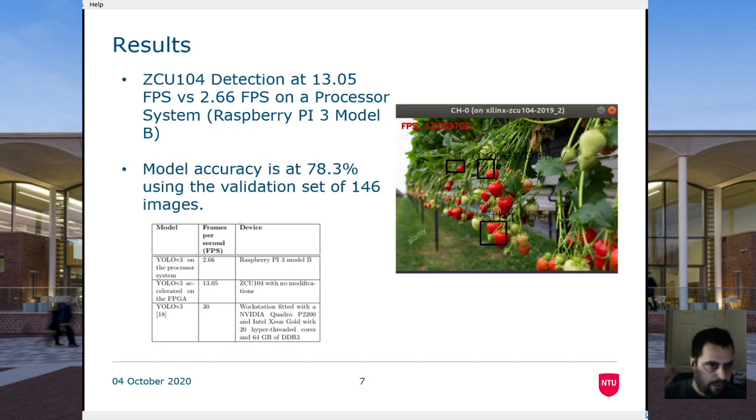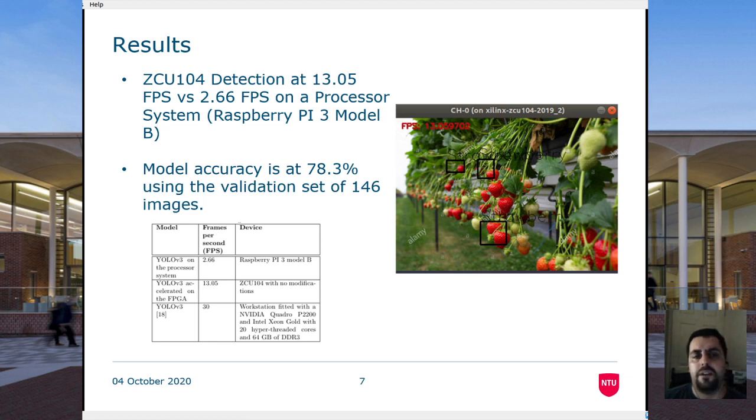So at the end, we were able to detect 30.05 frames per second, which is a relevant improvement. So we ran the same on the processor system, which is equivalent to a Raspberry Pi 3 Model B, and we got 2.66 frames per second. We are talking about the ARM A53. Furthermore, we managed to get an accuracy of 78.3% using the validation set of 146 images.